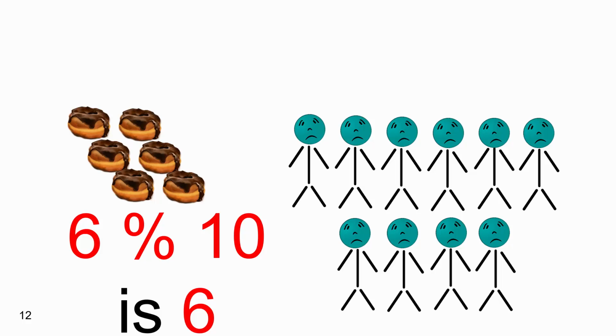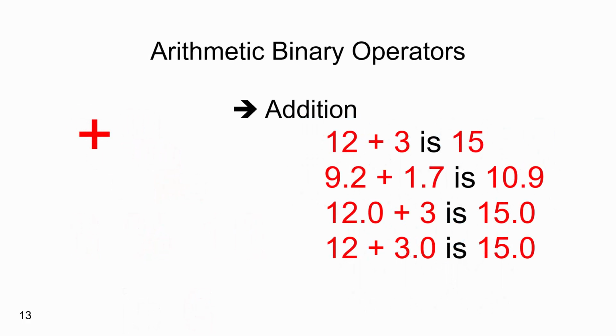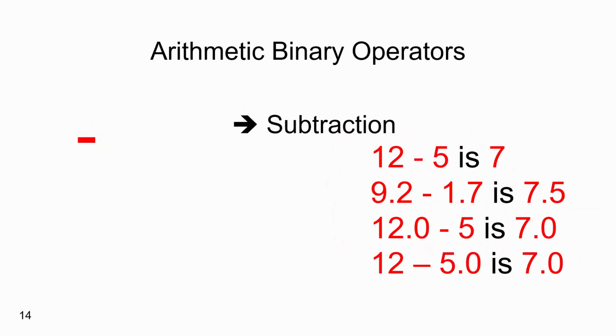The addition operator works just as it does in math. The only new distinction here is the same one we talked about earlier. When only integers are involved in the operation, the answer is an integer. As soon as the decimal joins the mix, the answer is a decimal. Subtraction follows in the same way as addition.